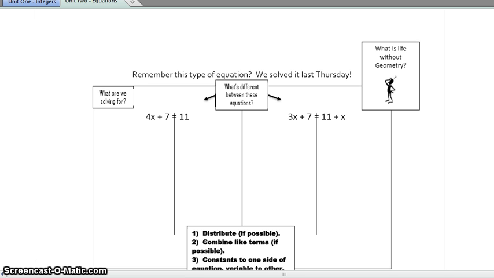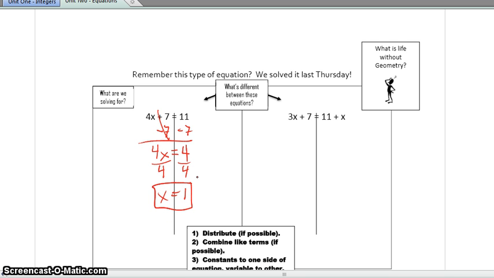I hope we all know how to solve the equation on the left. First, we should think about it. Subtract 7 from both sides. Cancel, 0. And second, we should divide by 4, the coefficient. That should be pretty straightforward.